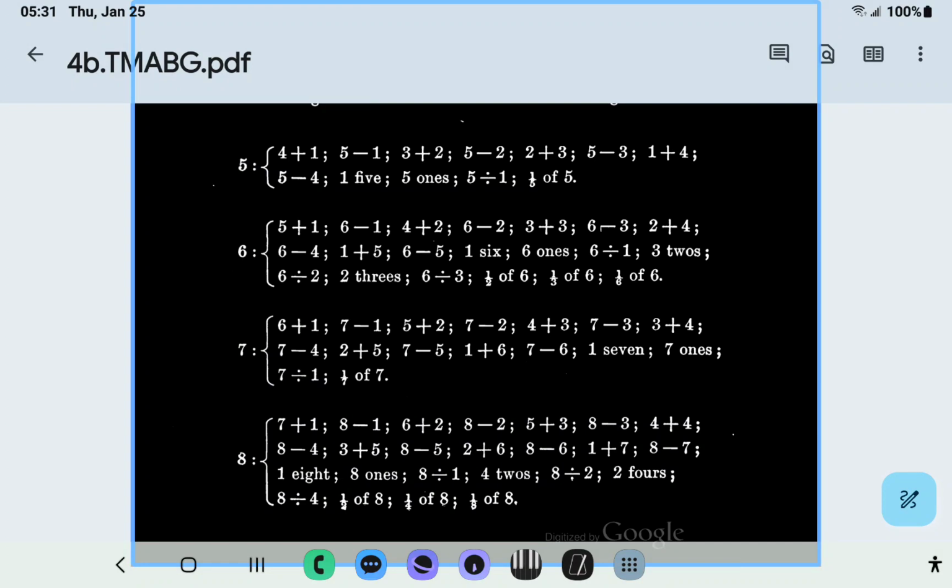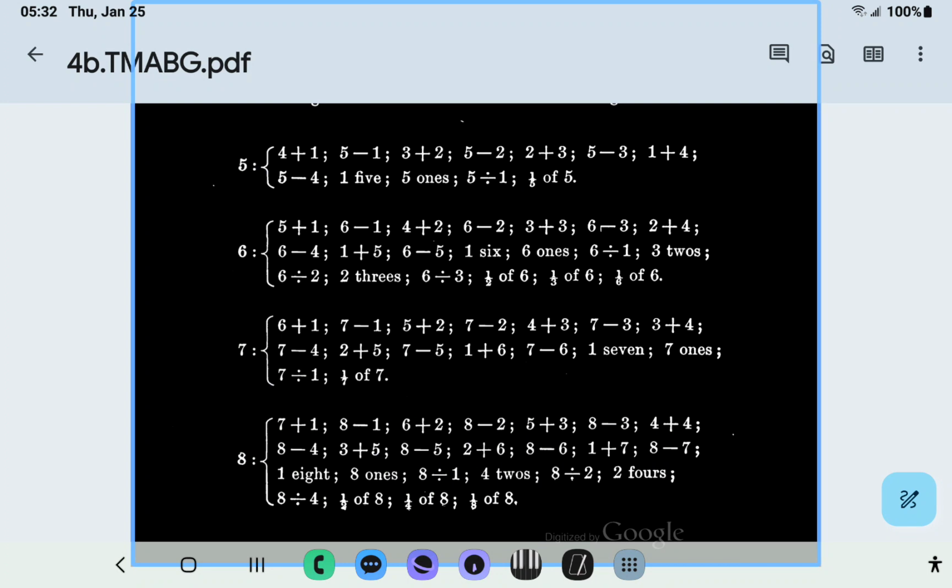5 minus 4 is 1, 3 plus 2 is 5, 5 minus 3 is 2, 1 plus 4 is 5, 5 minus 4 is 1, 5 1s is 5, 1 of 5 is 5, 5 plus 1 is 6, 6 minus 1 is 5, 4 plus 2 is 6, 6 minus 2 is 4, 3 plus 3 is 6, 6 minus 3 is 3, 2 plus 4 is 6, 6 minus 4 is 2, 1 plus 5 is 6, 6 minus 5 is 1, 6 1s is 6, 3 2s is 6, 2 3s is 6.